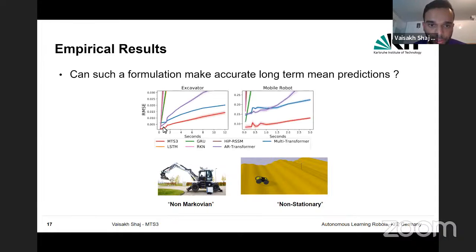MTS3 is the red one. For these two data sets, the only two models that can compete with us are the transformer variants: the autoregressive transformer, in violet, and the blue one, a multi-step transformer, which people use a lot right now in the time series forecasting literature. So yes, we are very, very good at modeling this tricky dynamics. And again, these are continuous systems.